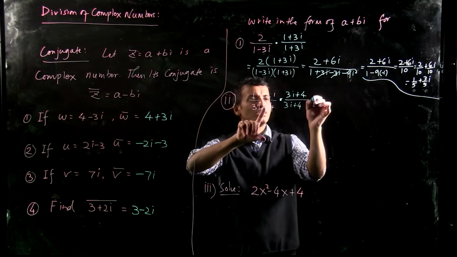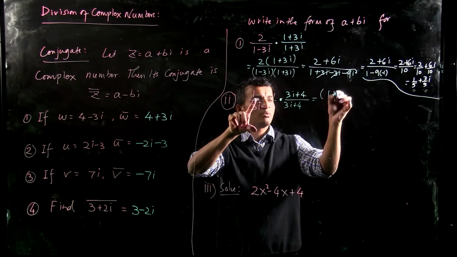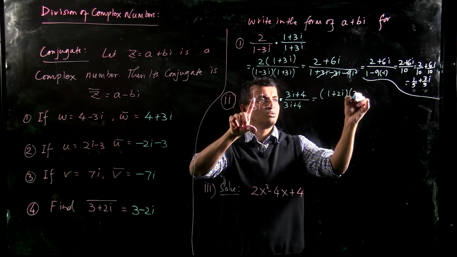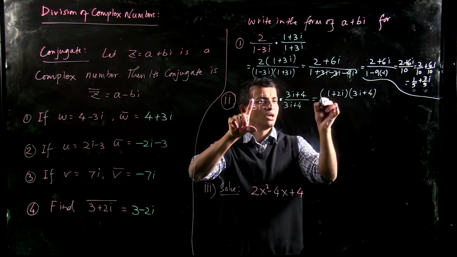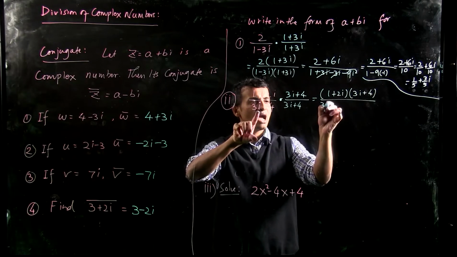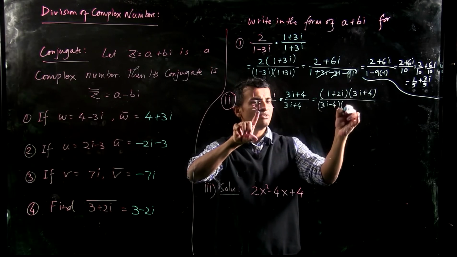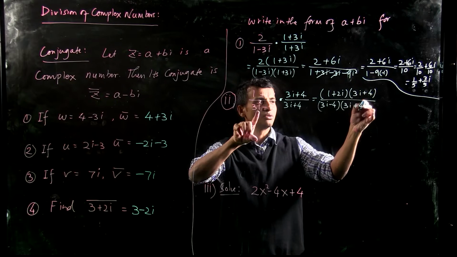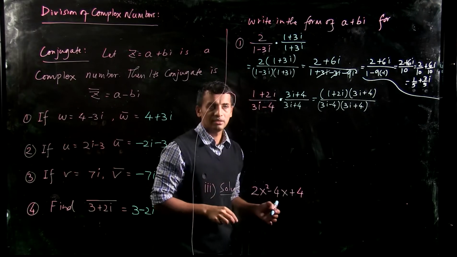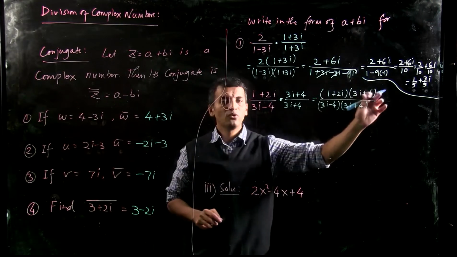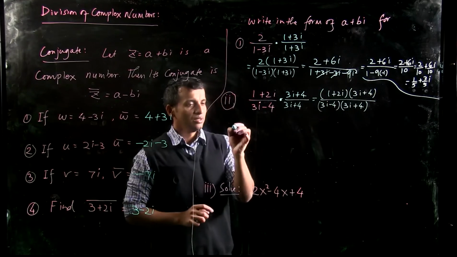So what do you get on the top? You get (1 plus 2i) times (3i plus 4). On the bottom you have (3i minus 4) times (3i plus 4). That's what you get. Now you need to FOIL both top and bottom.